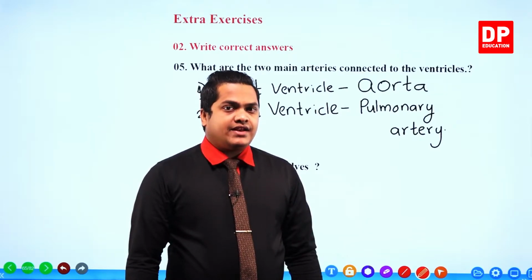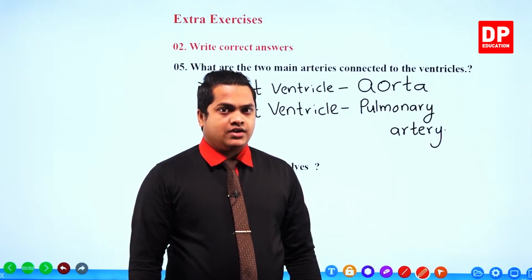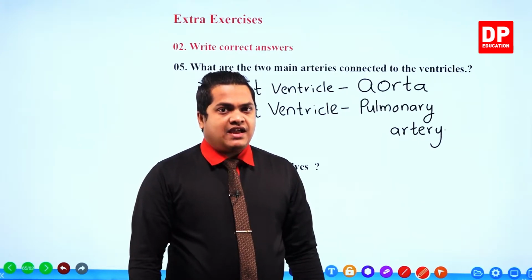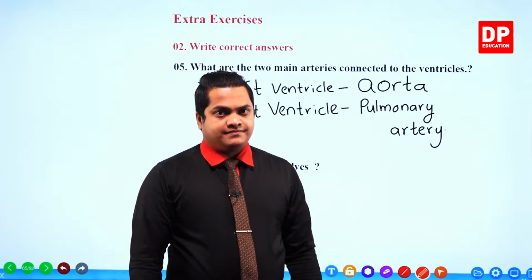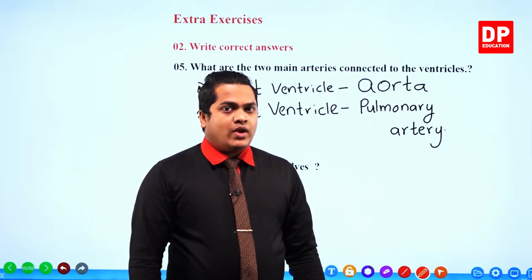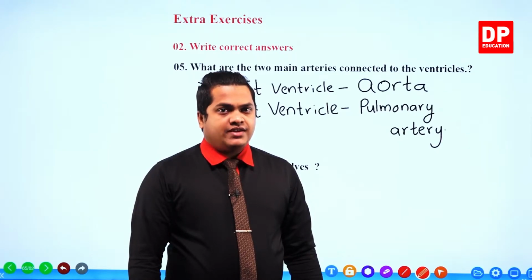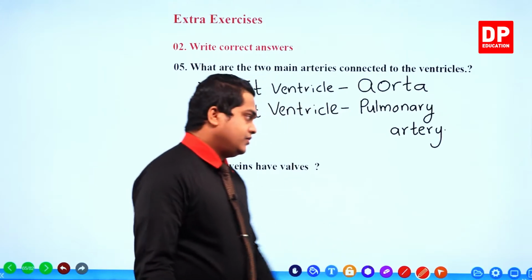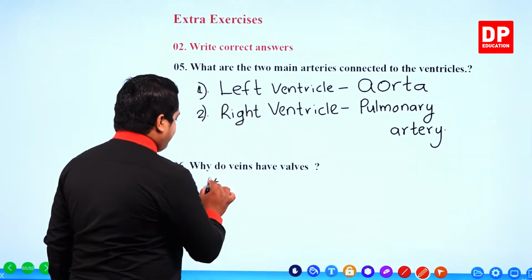Blood is always directing towards the heart. The backflow of the blood is avoided by the valves, right? Always the valves open towards the heart. So my dear children, the valves contained within the veins stop the backflow of the blood. So we can write the answer.